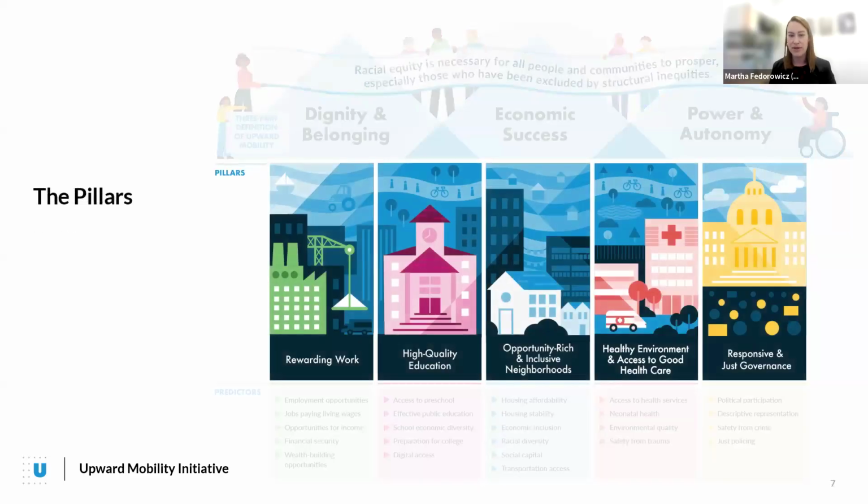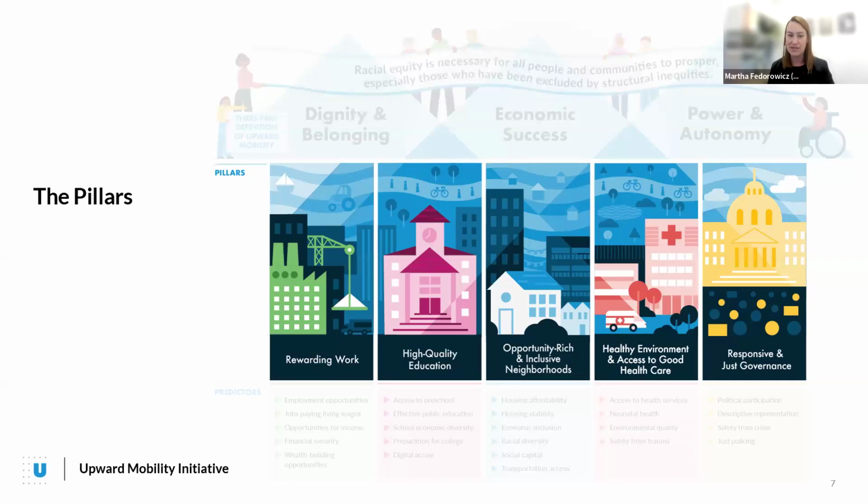The next component of the framework is the pillars. People cannot surmount systemic barriers to upward mobility on their own. Communities must ensure that residents can access the supports that all people need to achieve economic success, power and autonomy, and dignity. The Upward Mobility Framework identifies 5 pillars of support that are interconnected and essential to mobility.